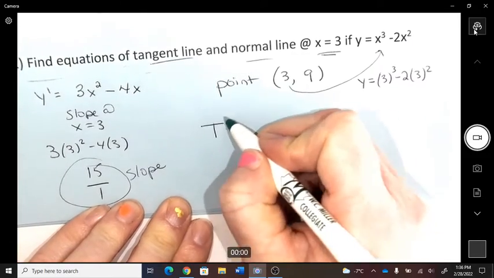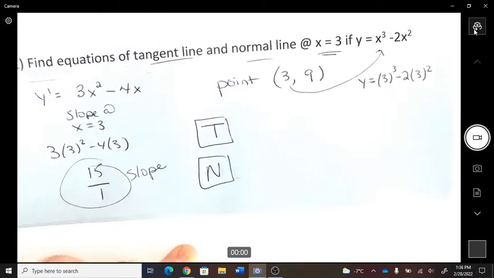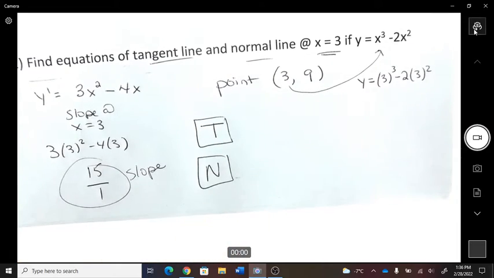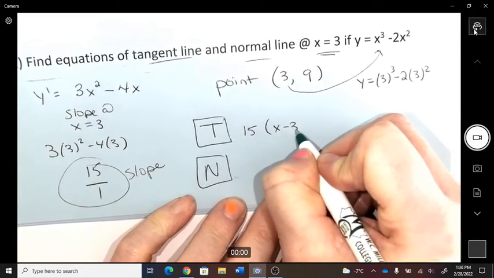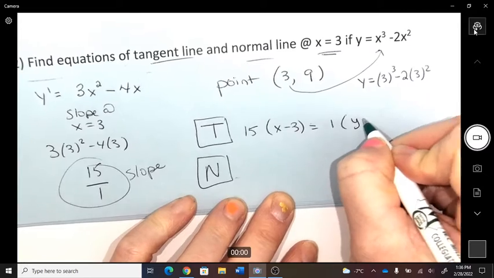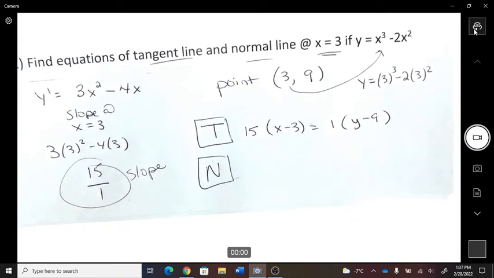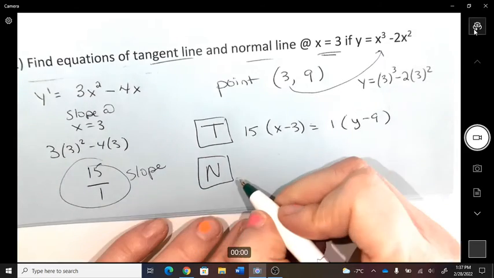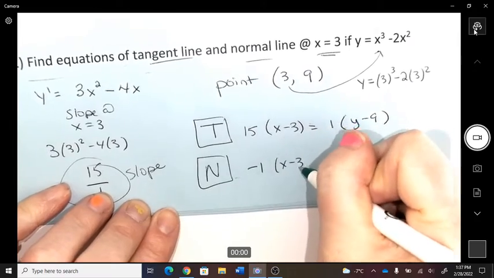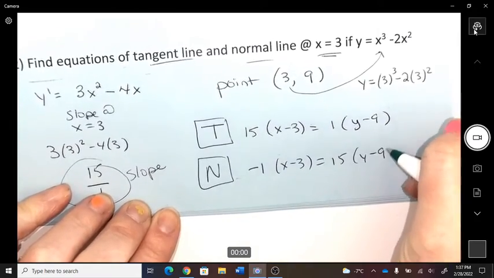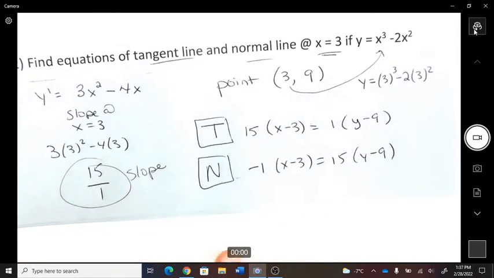Okay. So my tangent and my normal, we have to do an equation for each. So I'm going to do a tangent one and a normal one. My tangent one will be y minus 9 equals 15 times (x minus 3). And the normal will be that, but then the slope, what do we have to do with the slope? We're going to negate and flip, with a -1 over 15 slope.